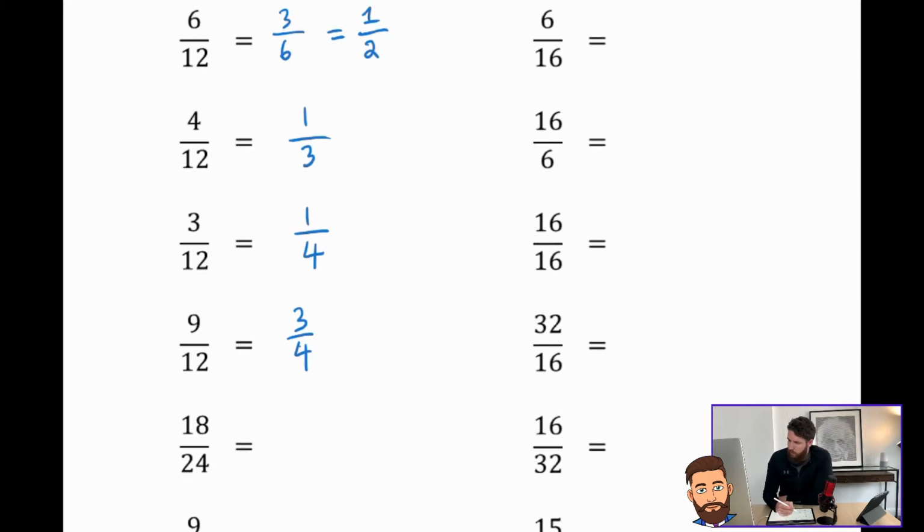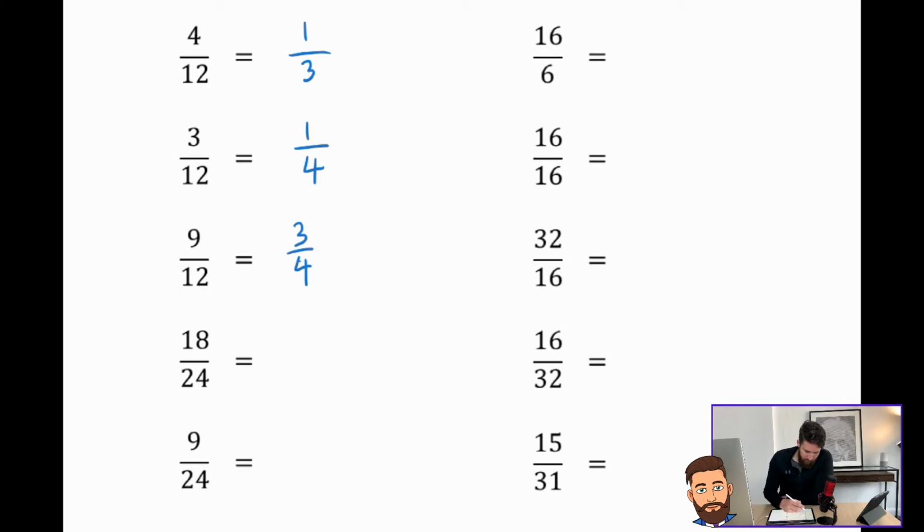So a really, really useful tip is to always check: does the smallest number in my fraction, so in this case, if I'm looking at this one, the numerator, 3, go into the denominator? If it does, that's the quickest way to get the answer.